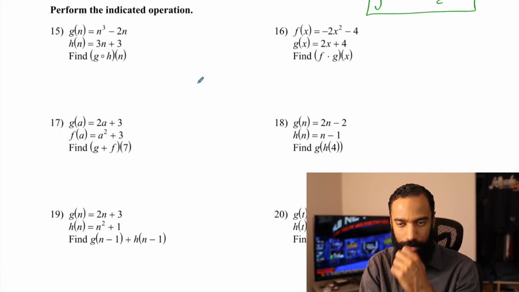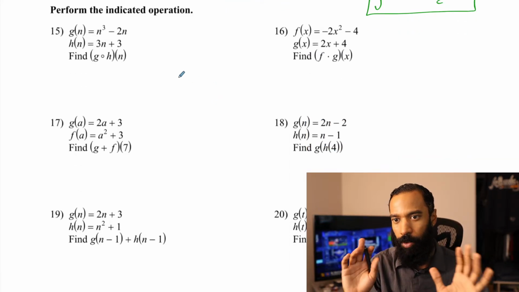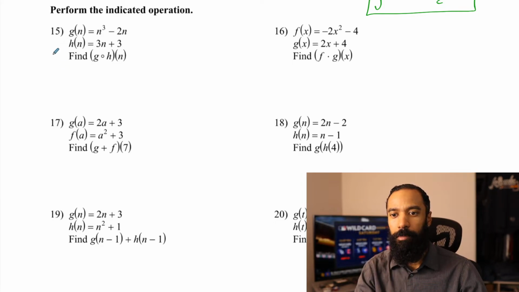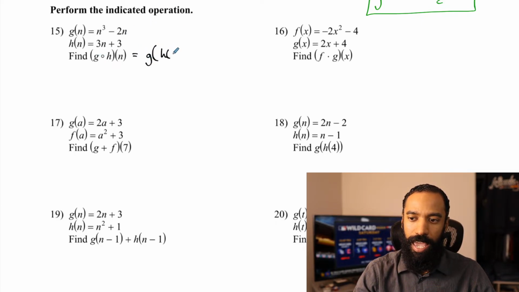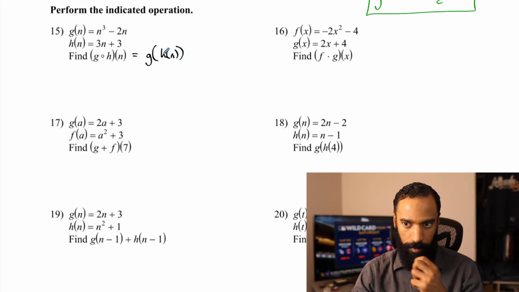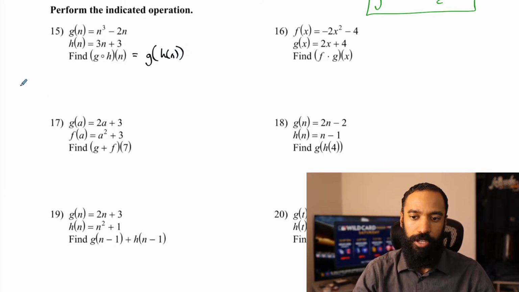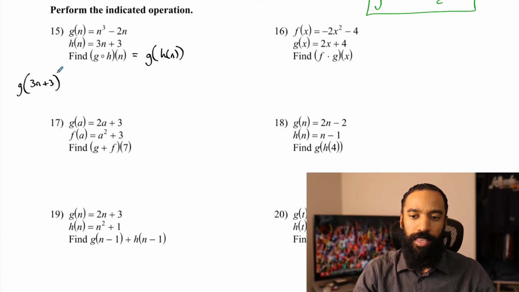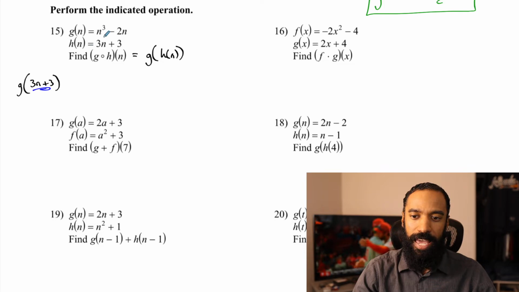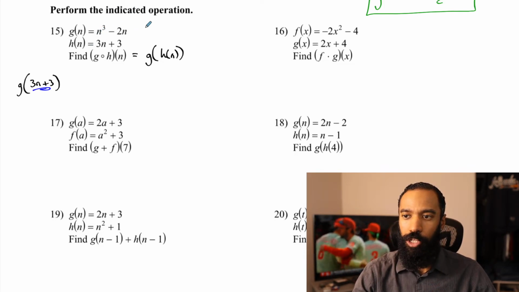Now we're going into function things, which I've done videos of before. These will go a lot faster. Perform the indicated operation. G of n is this, h of n is that. Find g of h of n. And that's what that means. This says g of h of n. H of n is the expression 3n plus 3. We're going to take g of 3n plus 3. That means 3n plus 3 will replace n in g's equation right here.